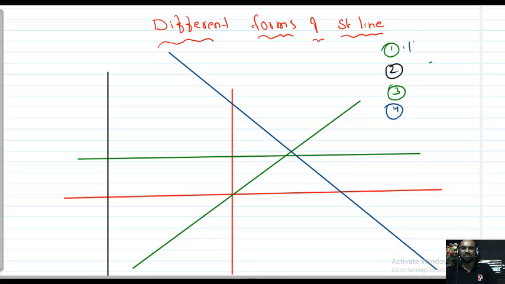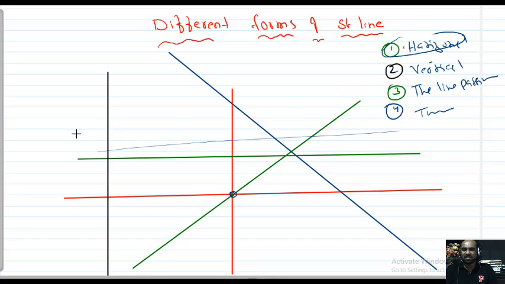Horizontal line, vertical line, the line passing through the origin, and the line that does not pass through the origin. So what is the locus equation of all these lines? There are infinitely many horizontal lines. Now what is the locus equation of all those straight lines?